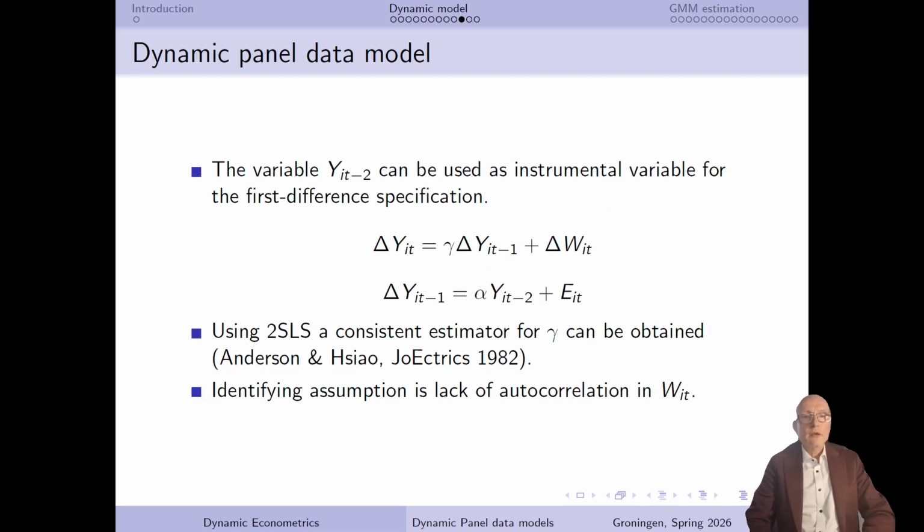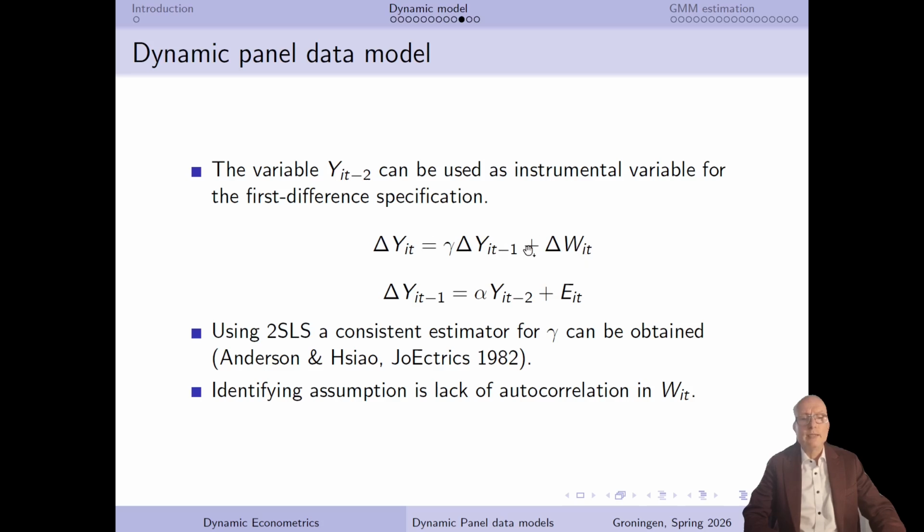Concluding from this, the variable y_{it-2} can be used as an instrumental variable for the first difference specification. That implies that we are now going to get a model not with just one equation, but two equations. The first equation has Δy_it on the left-hand side, and on the right-hand side we get γΔy_{it-1} + Δw_it.